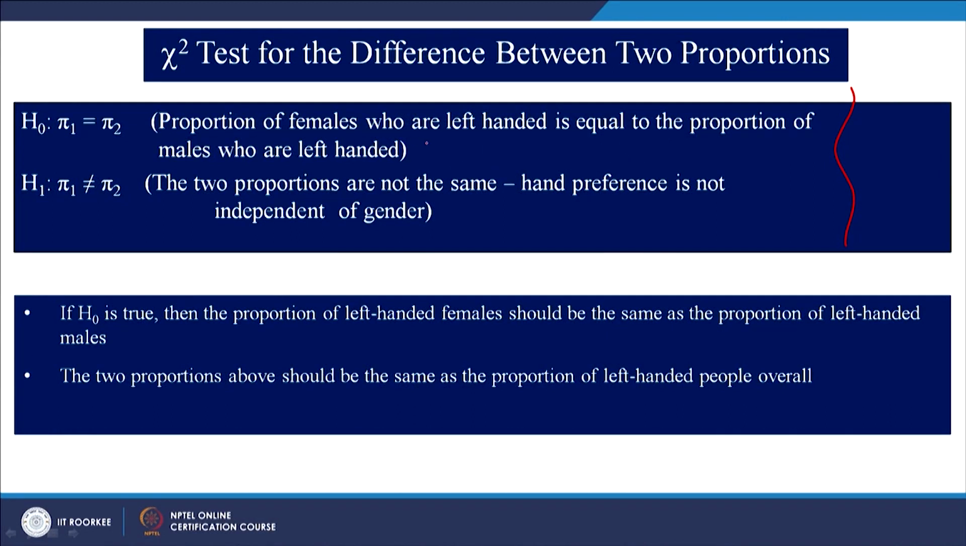Okay. So, let us look at this question just for example: the proportion of females who are left handed is equal to the proportion of males who are left handed. So, this is your null hypothesis and they are not the same is the alternative hypothesis. If H naught is true, then the proportion of left handed females should be the same as the proportion of left handed males.